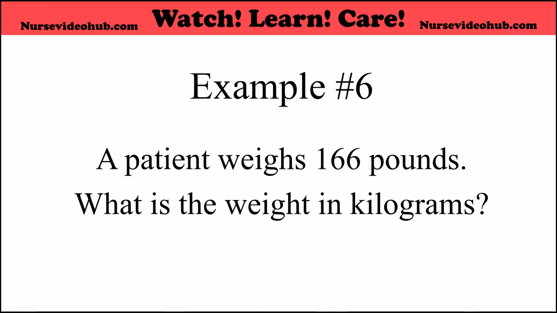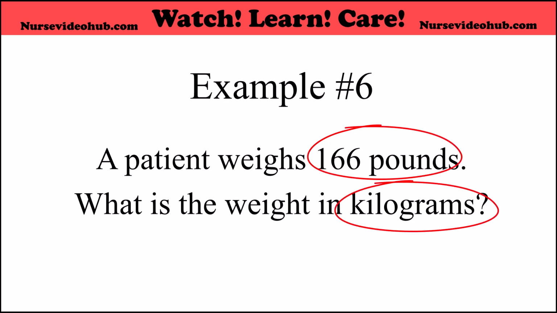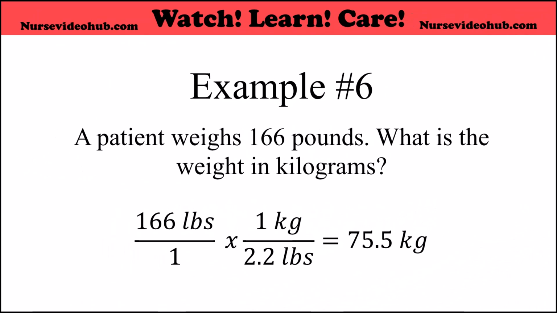Example 6. A patient weighs 166 pounds. What is the weight in kilograms? First, identify the units you have and the units you need. You have pounds, but you need kilograms. Then, find the correct conversion factor. 1 kilogram equals 2.2 pounds. Multiply your original quantity, 166 pounds over 1, by the conversion fraction, 1 kilogram over 2.2 pounds.